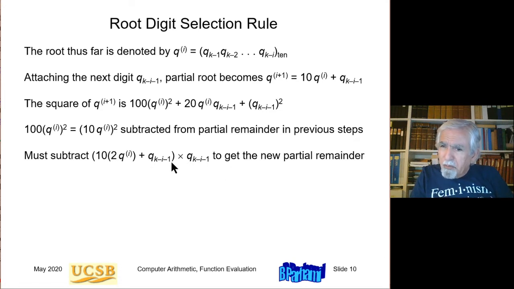Okay, so basically, this is the justification for what I said before. You double the partial root up to this point, and then attach a digit to it. So this is basically a number that is formed by attaching this new digit to twice the partial root up to this one. Okay, and then multiply by qk minus I minus 1.